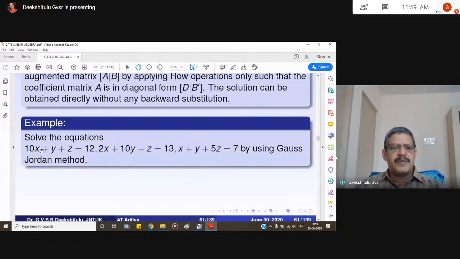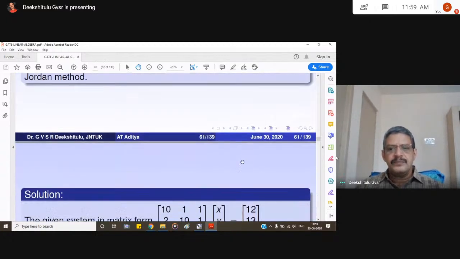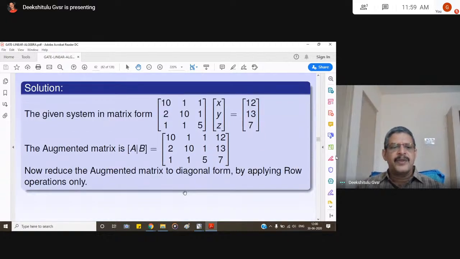Let us see. 10x plus y plus z is equal to 12, 2x plus 10y plus z is equal to 13, x plus y plus 5z is equal to 7, by using the Gauss-Jordan method. The given system in matrix form is so and so. Consider the augmented matrix 10, 1, 1, 12; 2, 10, 1, 13; 1, 1, 5, 7 like this. Now reduce the augmented matrix to diagonal form by applying row operations only.